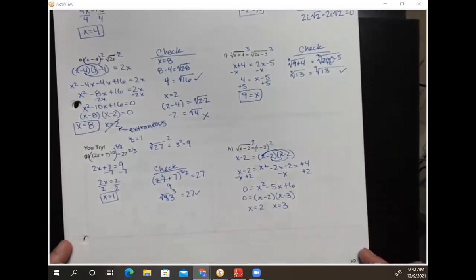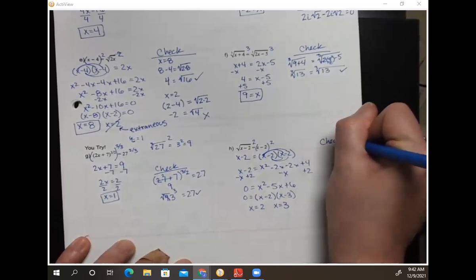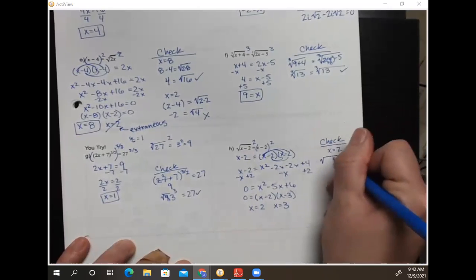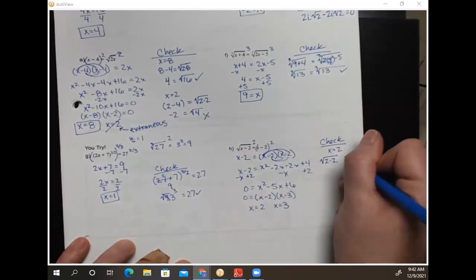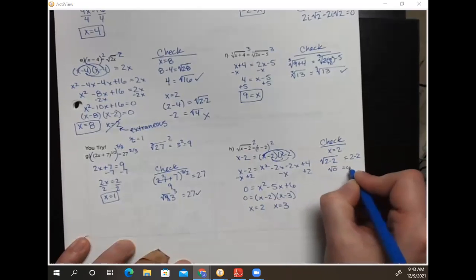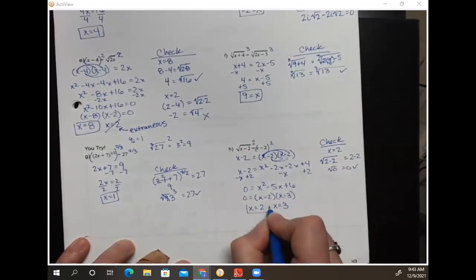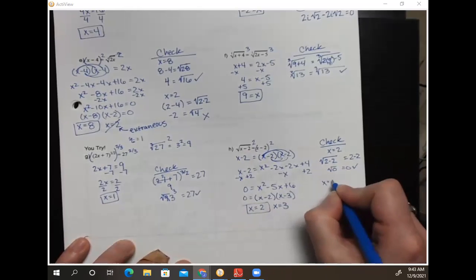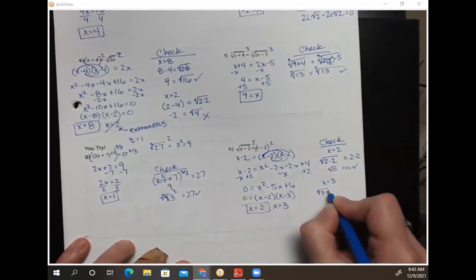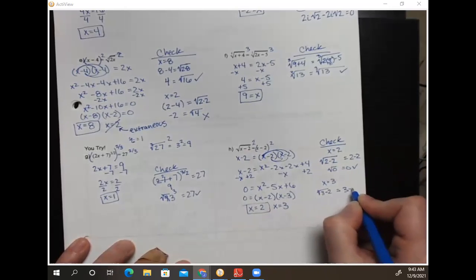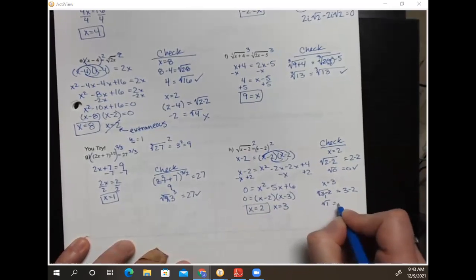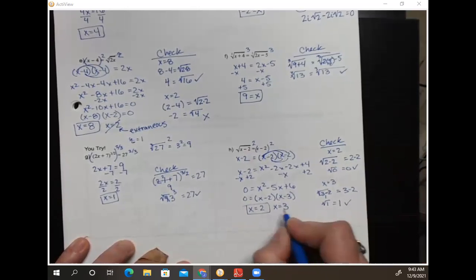And then I need to check both of them. So when I check x equals 2, I have the square root of 2 minus 2 equals 2 minus 2. So this would be the square root of 0 equals 0. That is true. This one works. And then I'm going to check x equals 3. So this would be the square root of 3 minus 2 equals 3 minus 2. 3 minus 2 is 1. So I have the square root of 1 equals 1. That is also true.